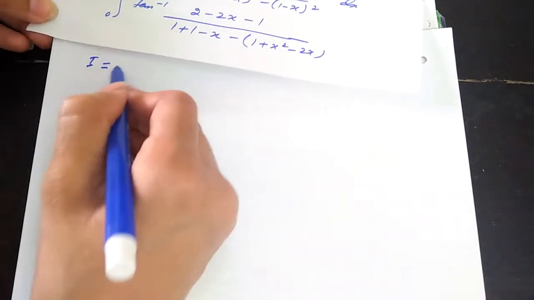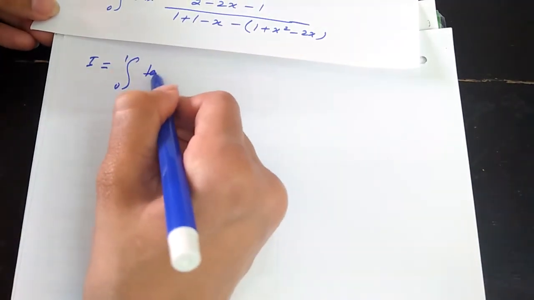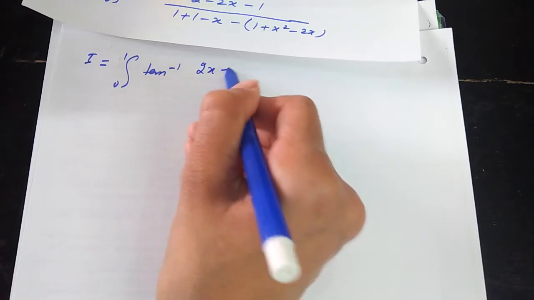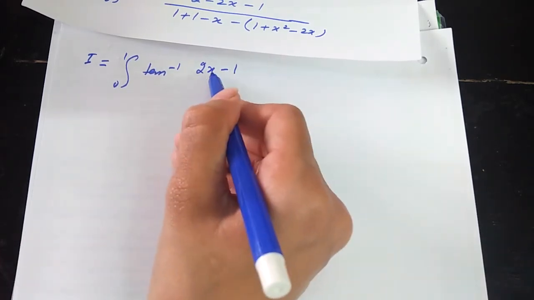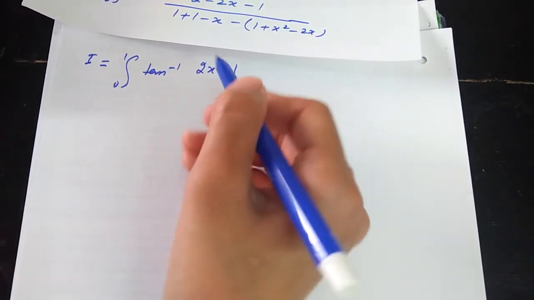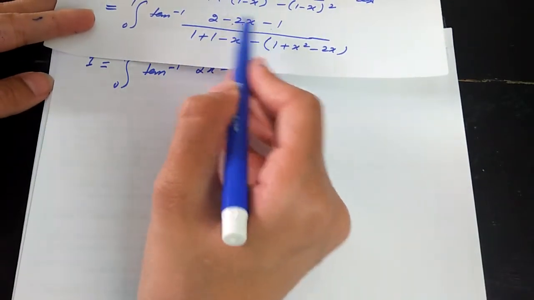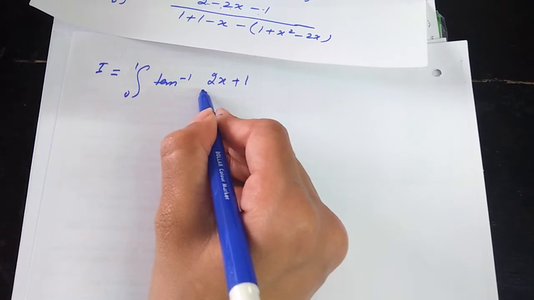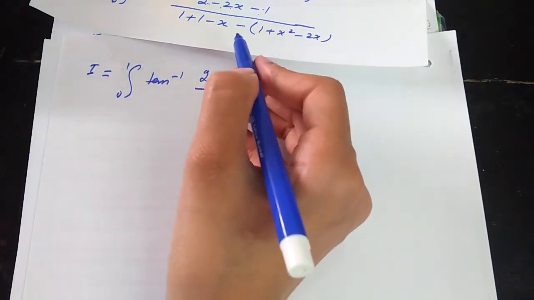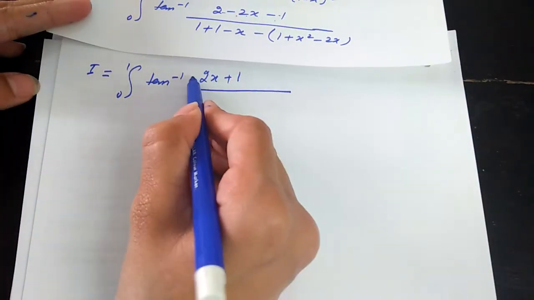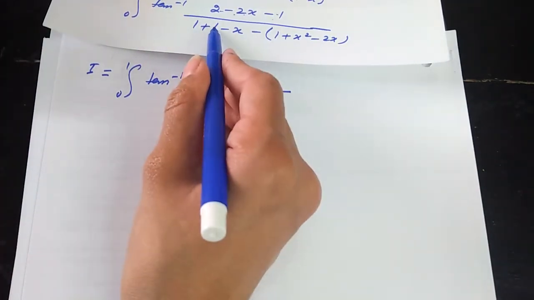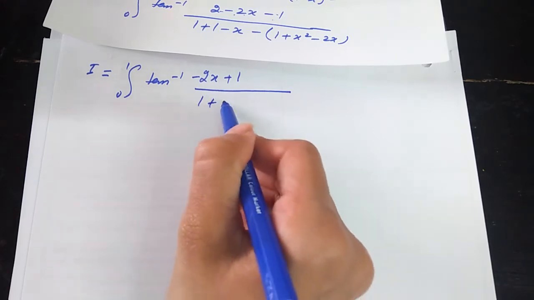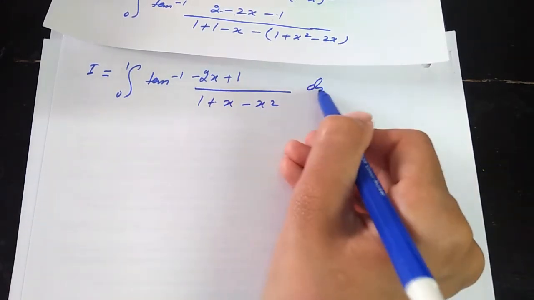Now open this bracket and you will get I equals 0 to 1 tangent inverse of 2x minus 1 over, this is 2 minus 2x minus 1, 2 minus 1 will be your plus 1, 2x plus 1 divided by, you can write it like 1 plus 1 and that negative 1, after solving you will get 1 plus x minus x square dx here.